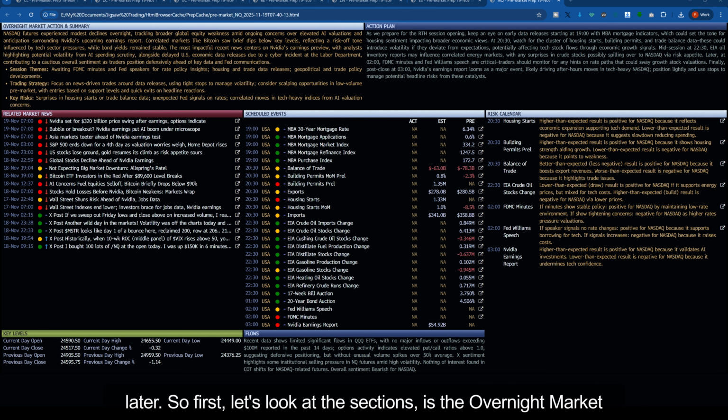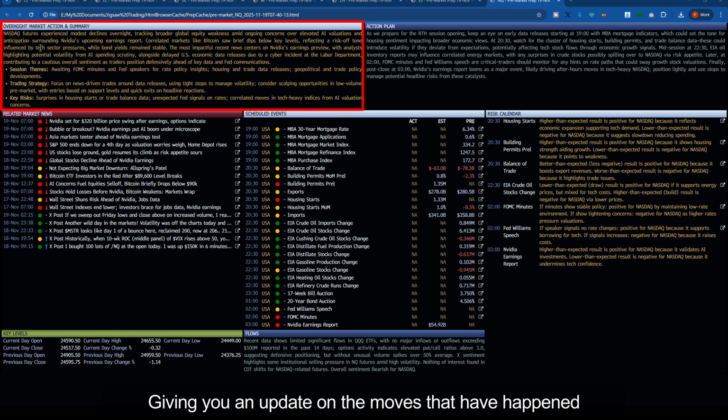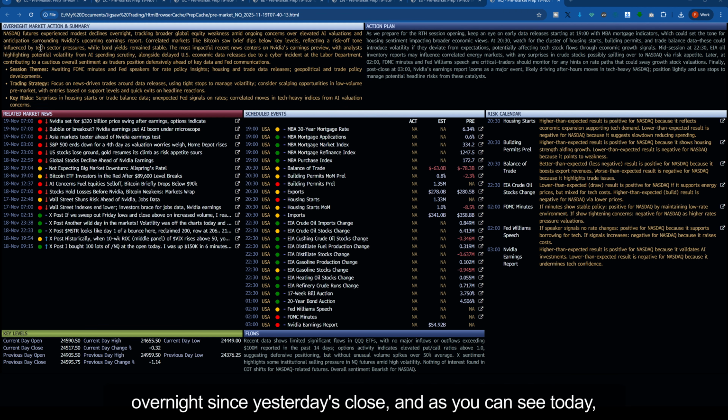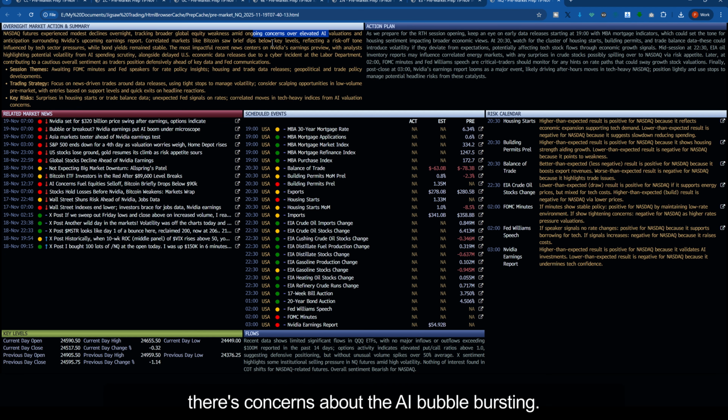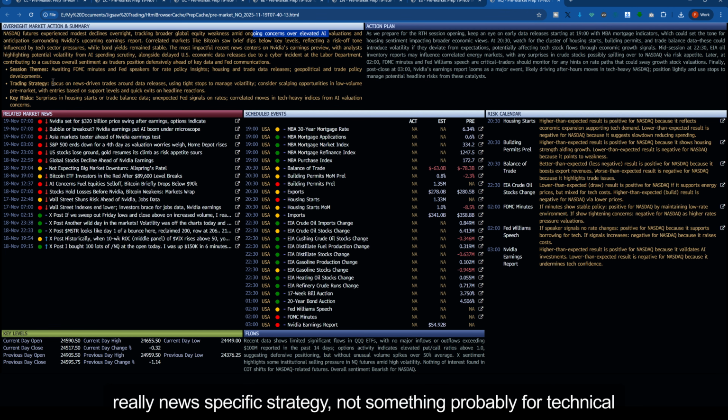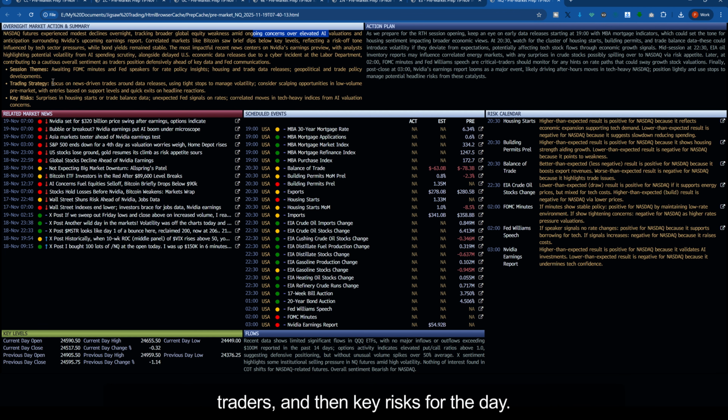So first, let's look at the sections, is the overnight market summary. Giving you an update on the moves that have happened overnight since yesterday's close. As you can see today, there's concerns about the AI bubble bursting. Then it goes through session themes, strategy. Strategy here is really news specific strategy, not something probably for technical traders, and then key risks for the day.